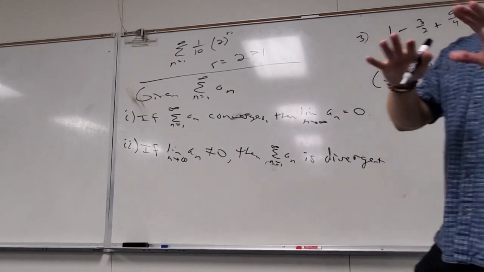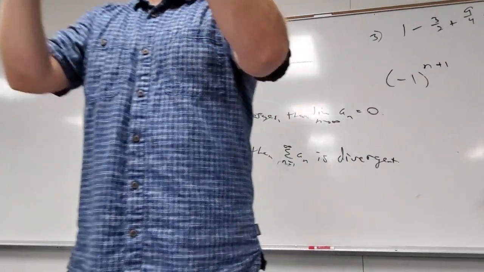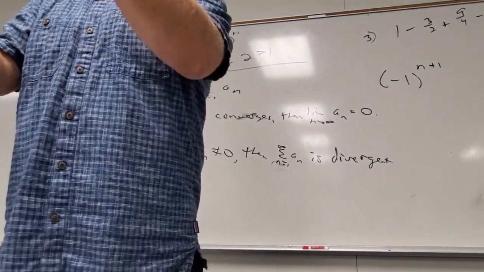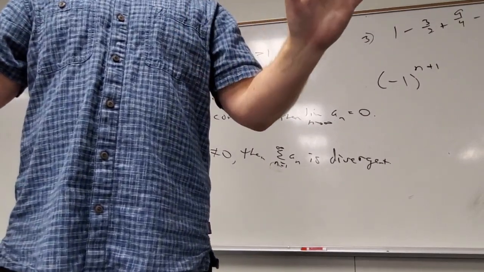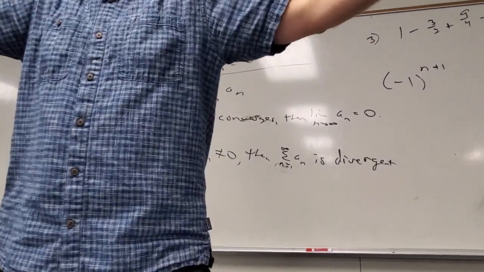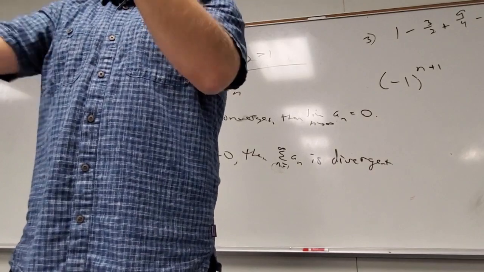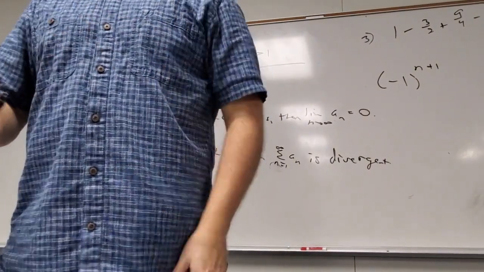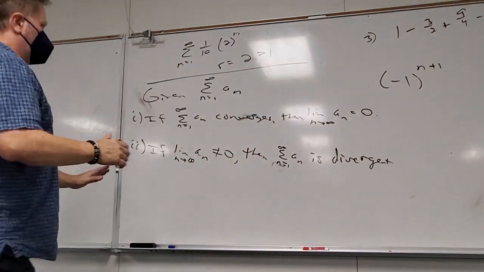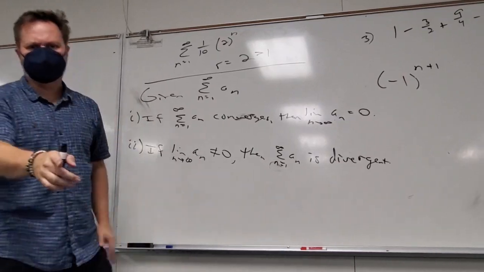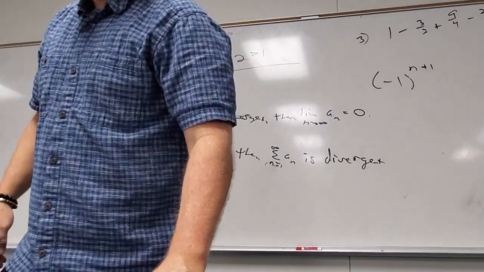But don't get too excited. If the limit is zero, that actually is unfortunate, because then it could converge. It could diverge. I don't know. Now I have to do more tests. Right? Okay. That's huge, and that's on that little handout at the bottom. That is huge.